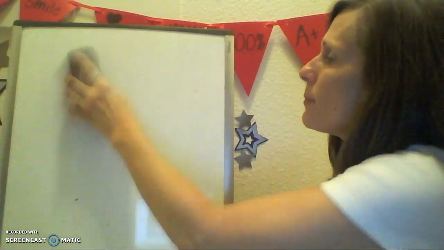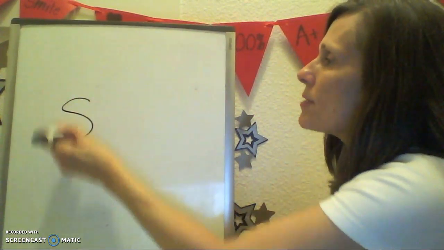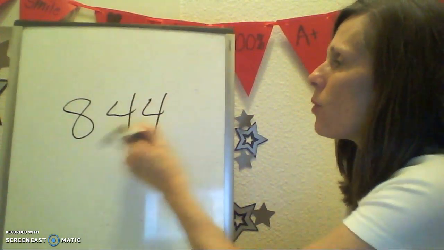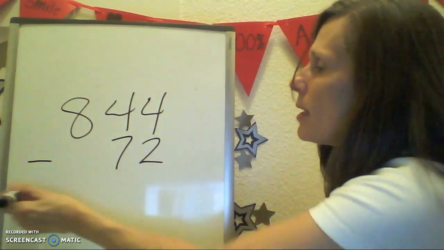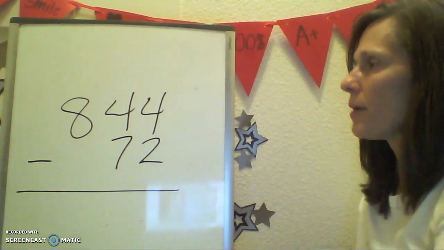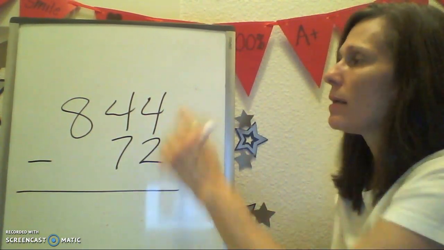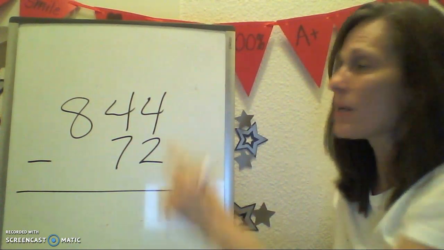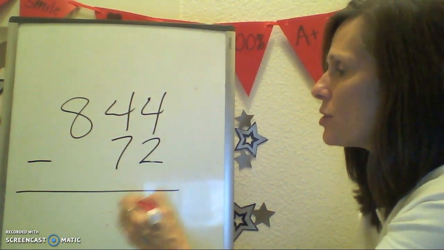All right, and it looks like we have time to do one more. Let's do one more practice together. Here we go. Let's do 844 minus 72. Okay, so here we go. 4 take away 2. Can I do it? Yes. More on the top, no need to stop. The 4 is bigger than the 2. So 4 take away 2 equals 2.